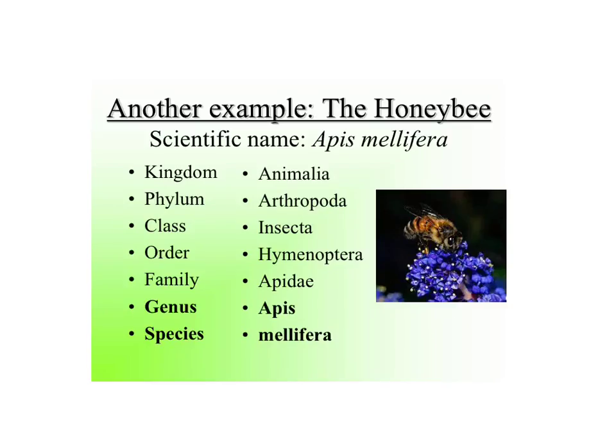Here's another example. This is an example of the honeybee. The honeybee is Apis mellifera. Here it is, little honeybee. It's in the kingdom of animals. Phylum Arthropoda. Class Insecta. The order name is Hymenoptera. It shares that name with ants and wasps. Then we have the family Apidae, which is bees, the genus Apis, and the species mellifera. So here's the scientific name, Apis mellifera, right here, the genus and species together.